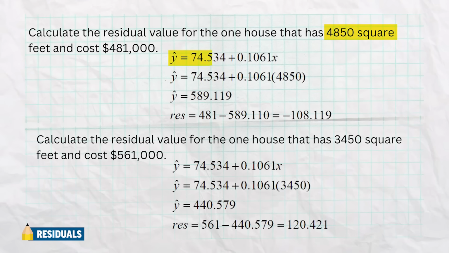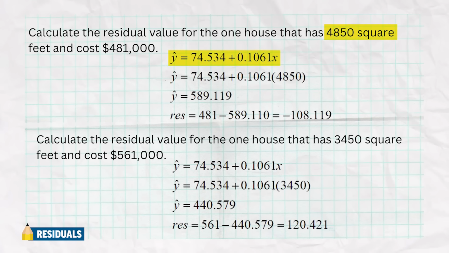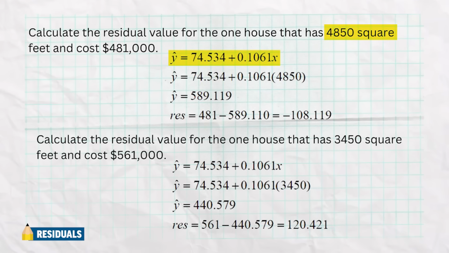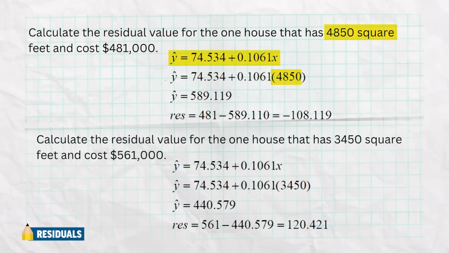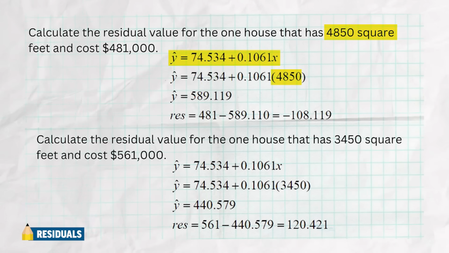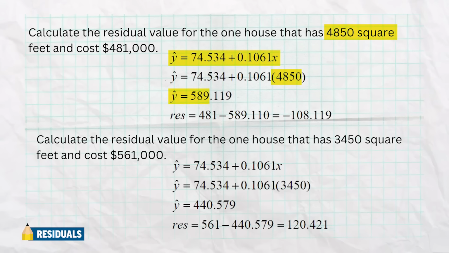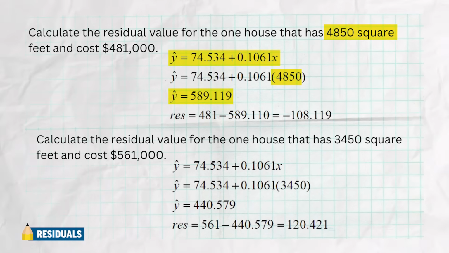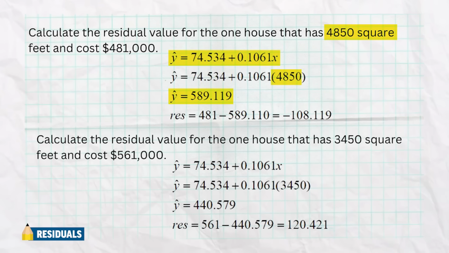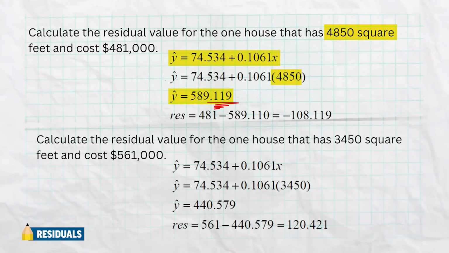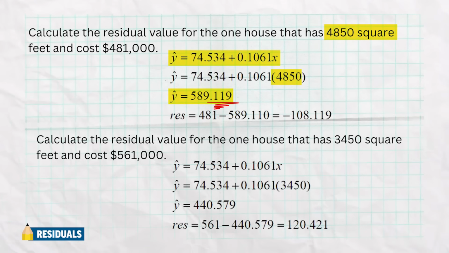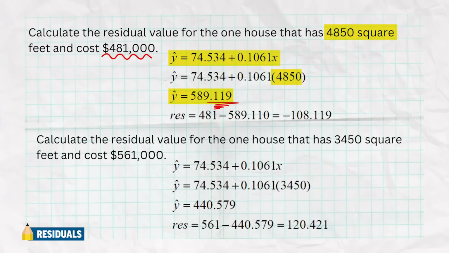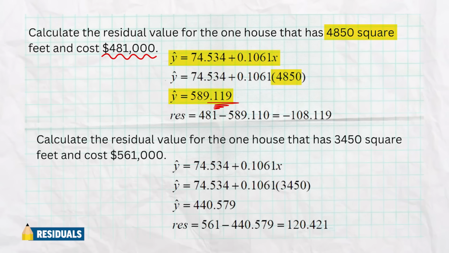So here is the linear regression model for that line, 74.3534 plus 0.1061x. I'm going to replace the x with my x value, 4,850 square feet, do the simple math to get my predicted value. Now, please note that this is in thousands. So I actually need to move this decimal 1, 2, 3 times. That'd be $589,119.